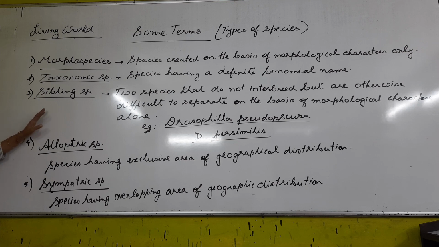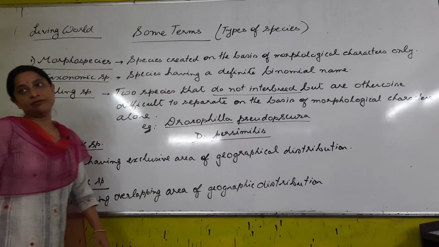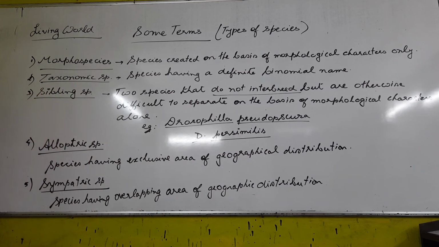What is a sibling species? Sibling means brothers and sisters, no? So what we understand is they will not interbreed amongst themselves, right? And so we call them sibling species.